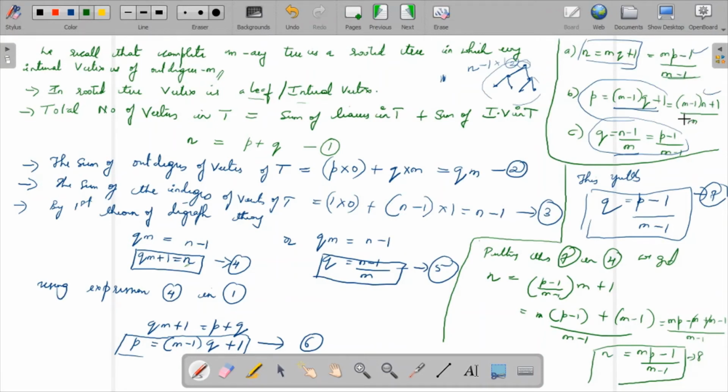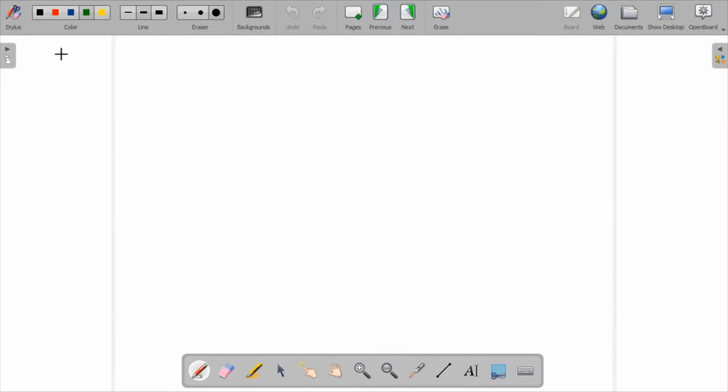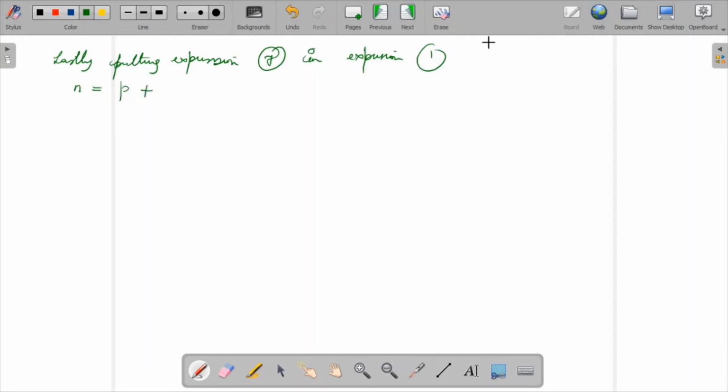Now left out is only this. So lastly, what I do is put expression 7 in expression 1, on a new page. Putting expression 7 in expression 1, expression 7 is nothing but q is equal to p minus 1 divided by m minus 1.